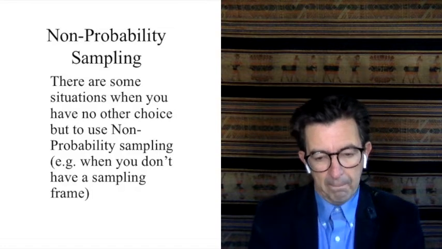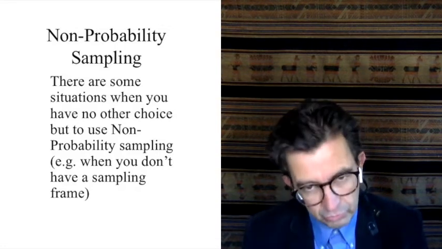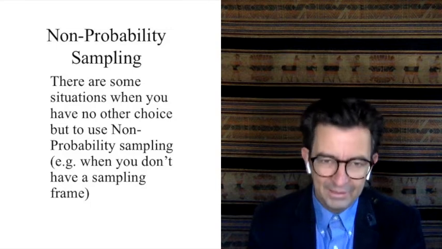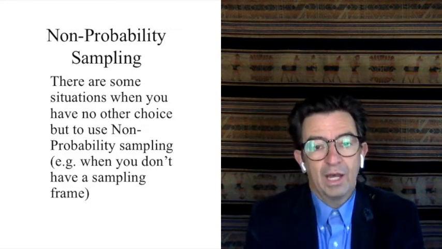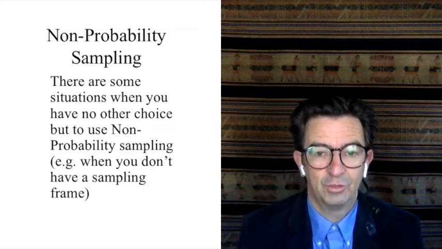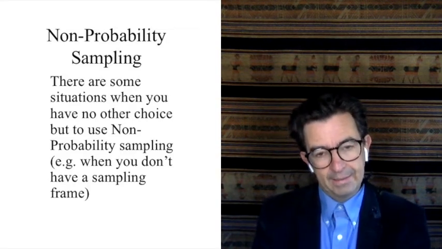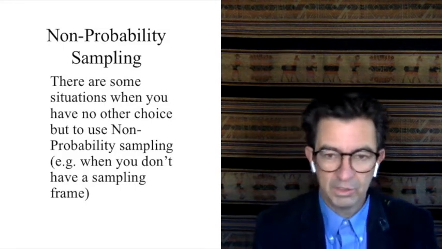So, non-probability sampling has a place in survey research, but should only be used when probability sampling is not an option. And this would be in cases, for example, where we do not have a sampling frame to sample from, right? Only in those cases where we cannot use probability sampling should we move on to non-probability sampling, but knowing that the results that we're going to get are not going to be representative of the population.